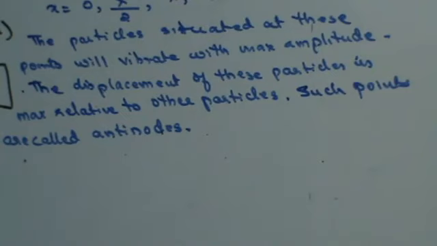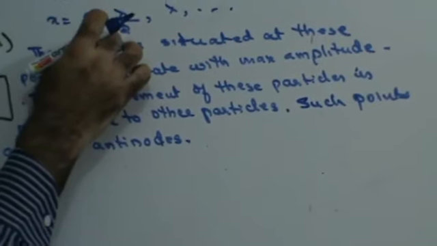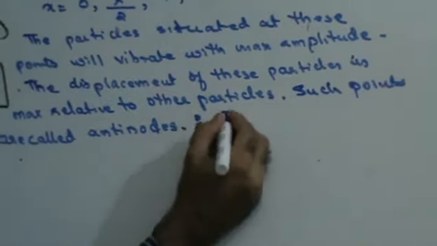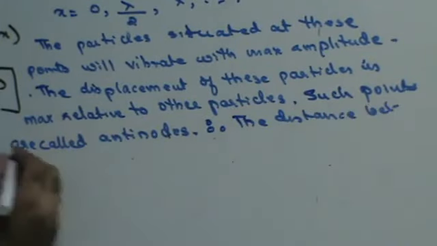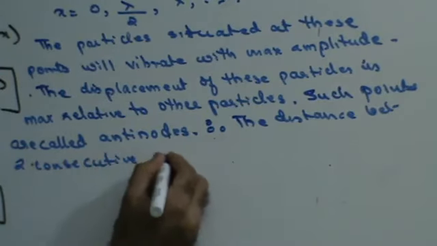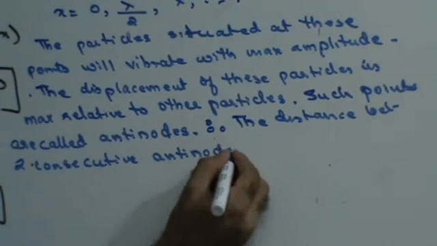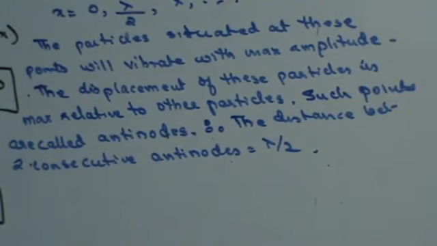Okay. Now, from the equation, if x is equal to 0, lambda by 2, lambda, 3 lambda by 2, I can therefore say that the distance between two consecutive antinodes is going to be equal to lambda by 2. That will be the distance between two consecutive antinodes.